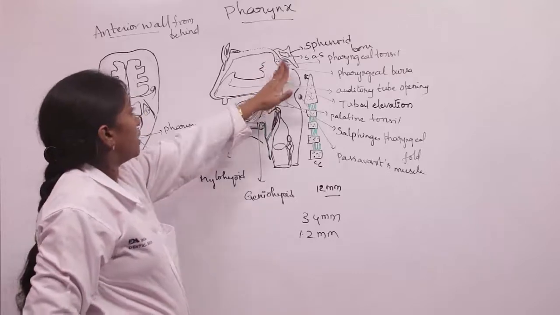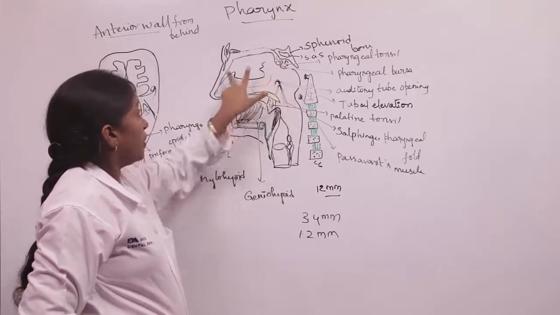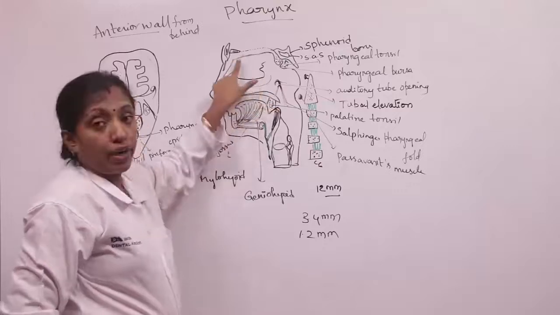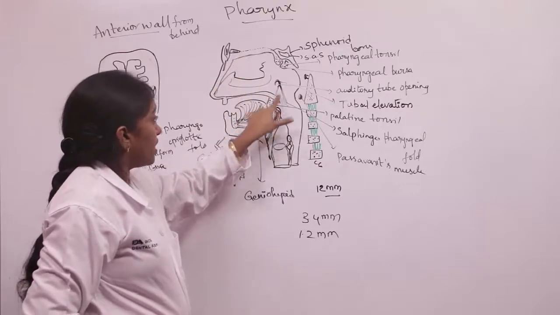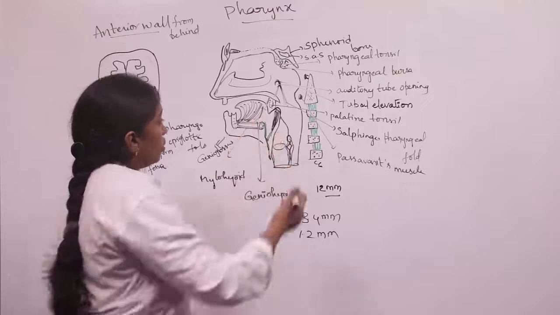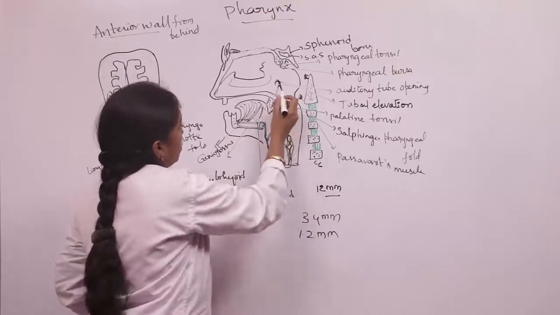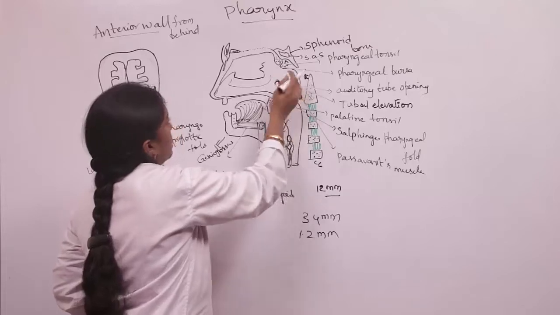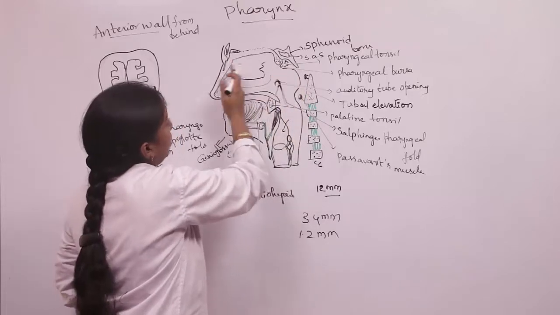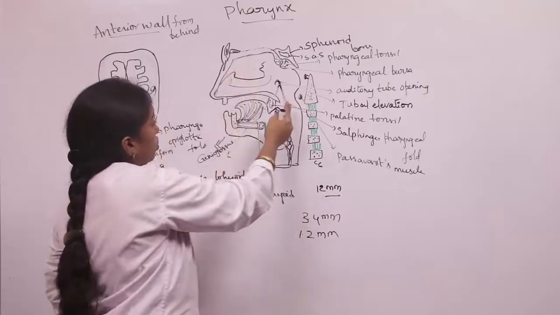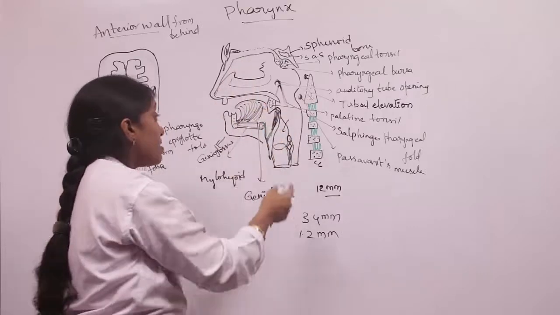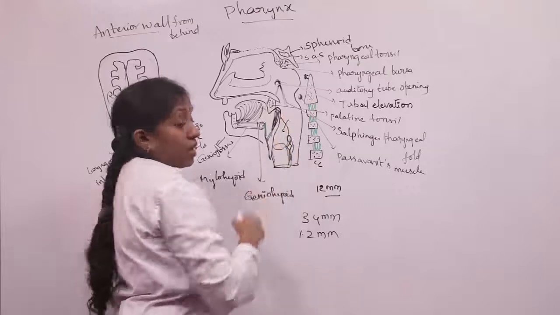Coming to the anterior relations, it communicates with the nasal cavity through choanae, oral cavity through oropharyngeal isthmus, and laryngeal cavity through laryngeal inlet. This is the laryngeal inlet, this is the oropharyngeal isthmus, and here are the choanae. So it communicates anteriorly with the nasal cavity through choanae, oral cavity through oropharyngeal isthmus, and laryngeal cavity through laryngeal inlet.